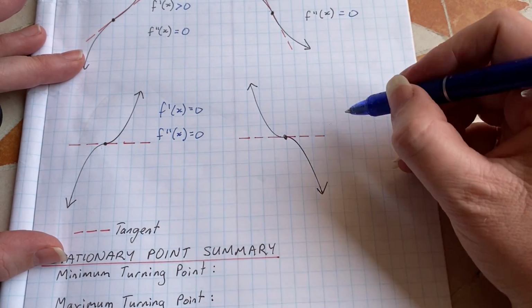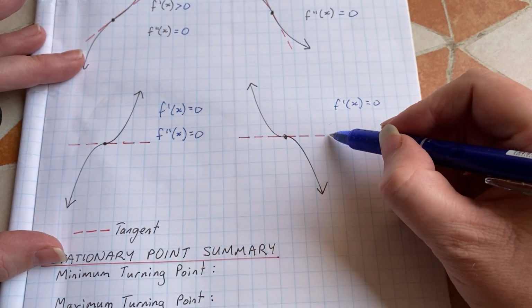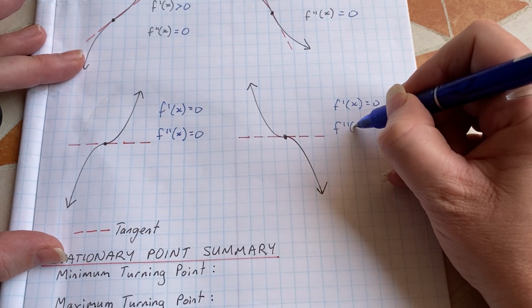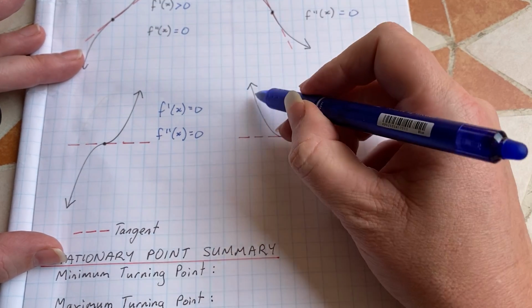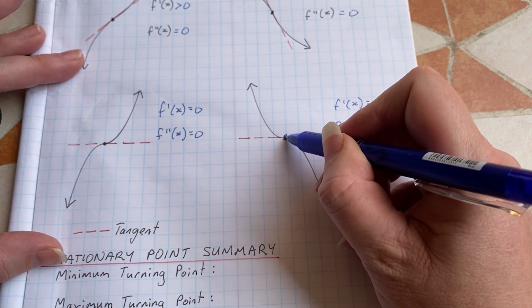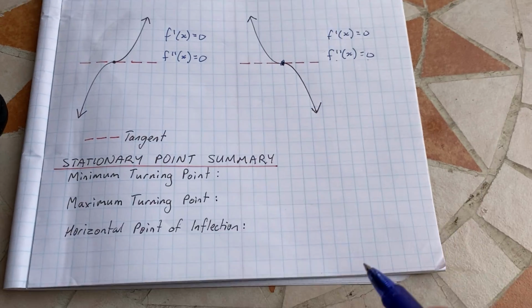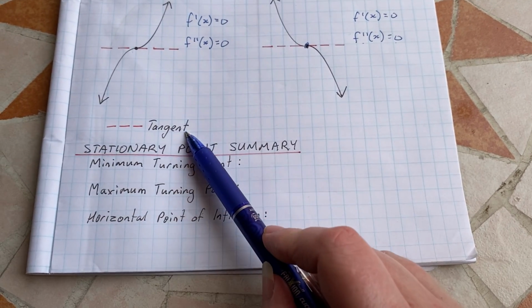This one is the same. The first derivative is 0 because it's horizontal. And the second derivative also equals 0 because it's concave up there, concave down here. So at that point, it's a point of inflection. The second derivative will be 0. So just a note here that those red lines are tangents.